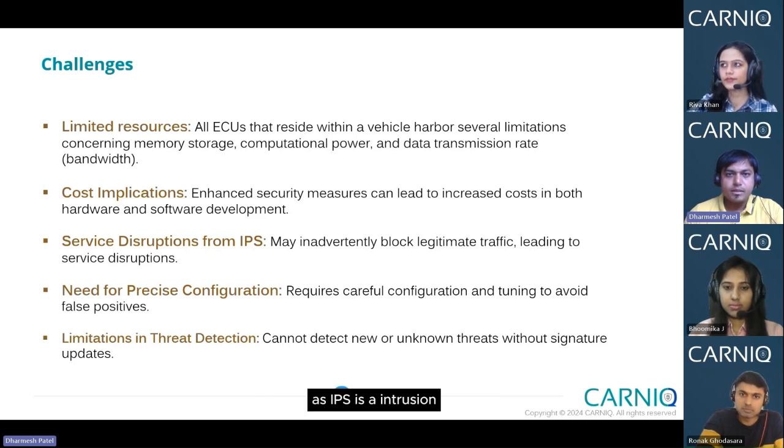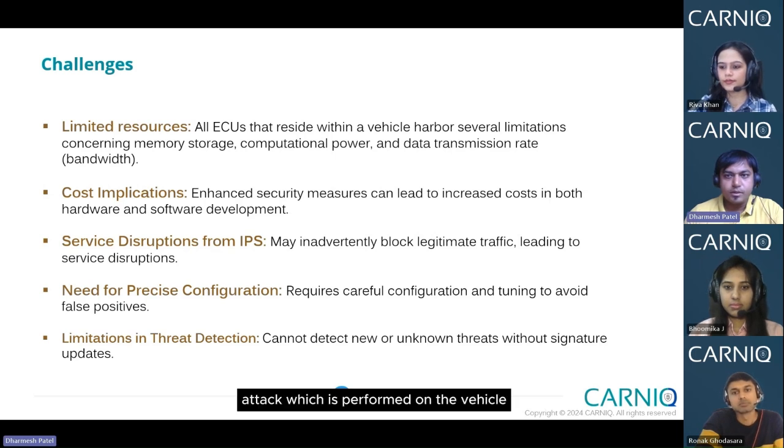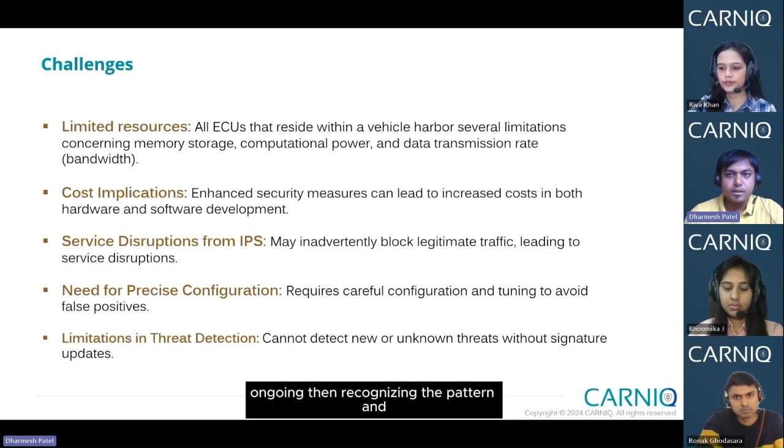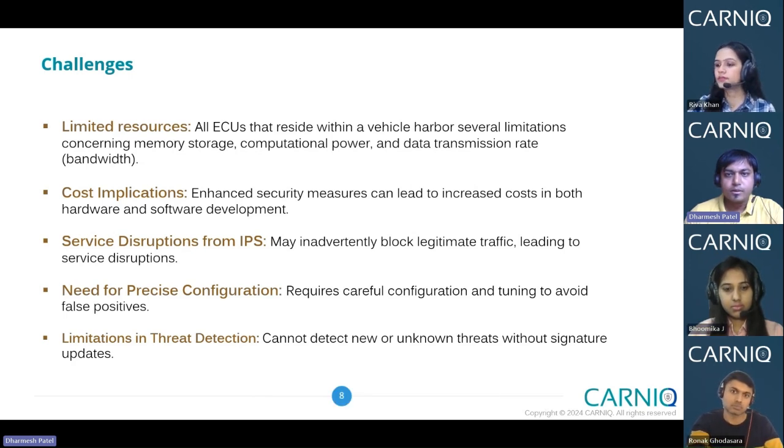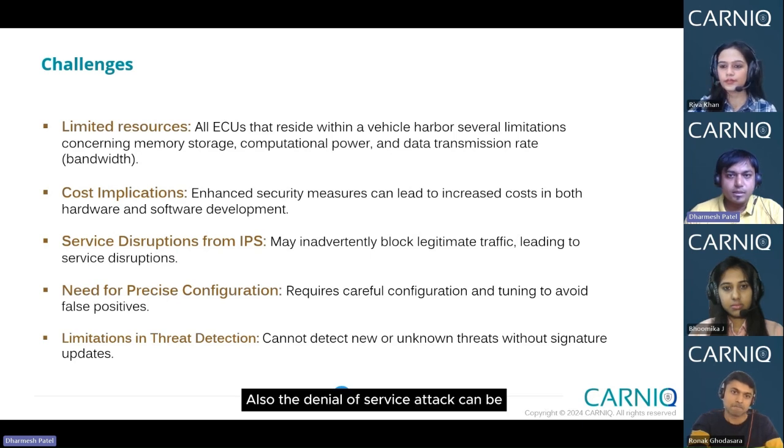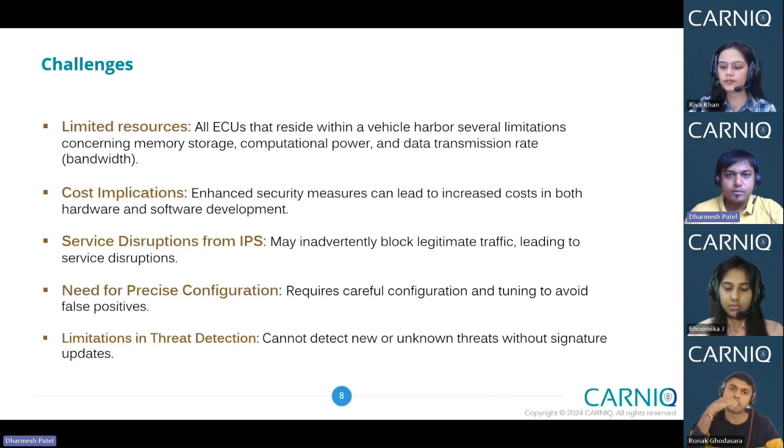As IPS is an intrusion prevention system, it will mostly prevent the malicious attacks performed on the vehicle networks. But apart from that, you can also include data breach attacks, or if some traffic is ongoing, recognizing the pattern and finding out suspicious activity within the traffic and preventing it. Also, denial of service attacks can be prevented using an IPS system. These are some of the examples of what we can prevent through IPS.